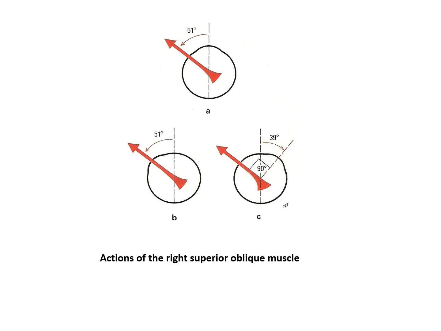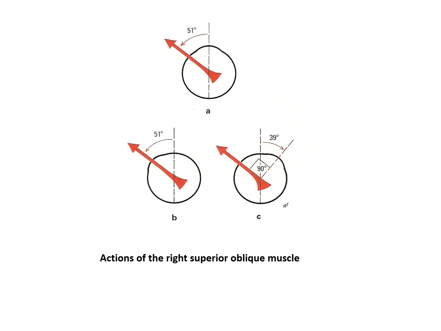In this photograph, you can appreciate the actions of the right superior oblique muscle. In the primary position, it forms an angle of 51 degrees with the anterior posterior axis. So in this case, its main action is intorsion of the eyeball. But the subsidiary actions are depression and abduction of the eyeball.